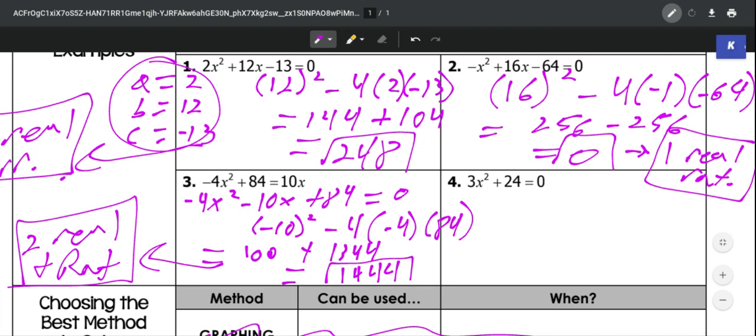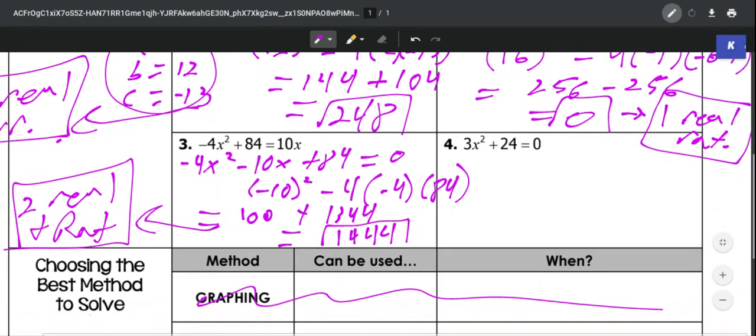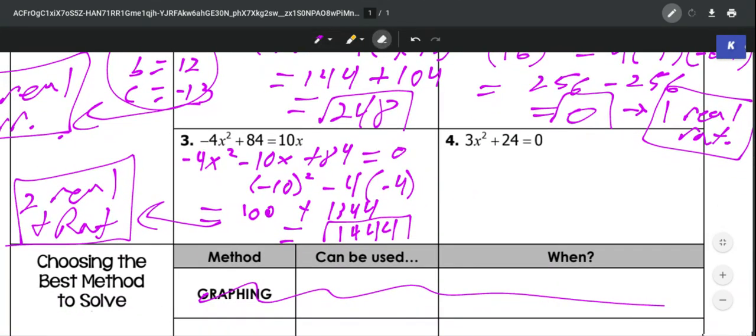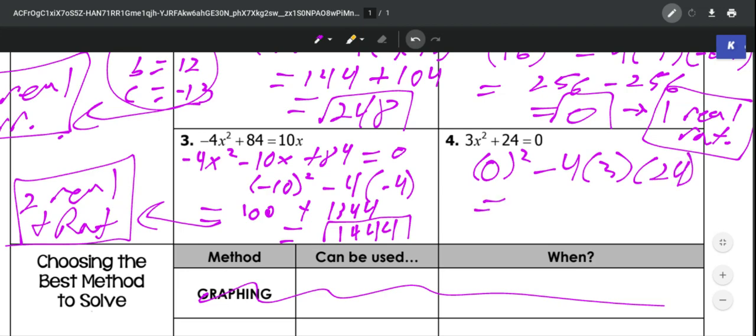And then we'll work the last problem. Just make sure to notice on the last problem, we've got 3x squared plus 24. There's no x term. That means that b is going to be equal to 0. So we're going to have 0 squared when we use the formula for discriminant, minus 4ac. A is going to be 3, c is going to be 24. So that's going to give us negative 288.